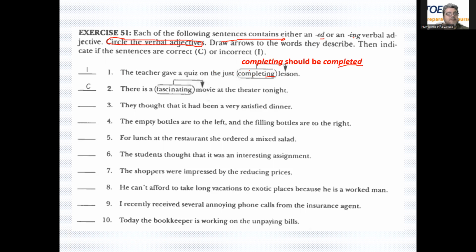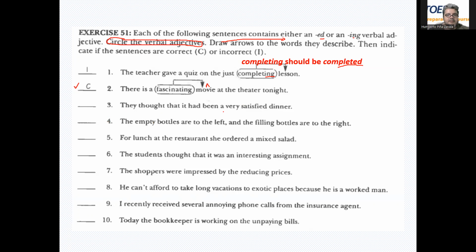Somebody completed the lesson. Number 2, there is a fascinating movie at the theater tonight. So it describes directly the noun. So this is okay. There you go. Okay, so now pause the video, complete the exercise, and when you finish, you come back and you look at what you did. Okay, let's see what you did.